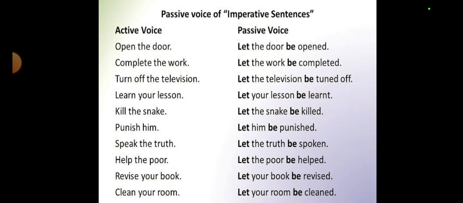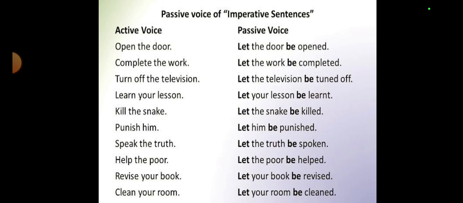So you have to listen to me very attentively. First is open the door. We can change it in this way: let the door be opened. So actually, viewers, this is going to be the combination of let and be, right?